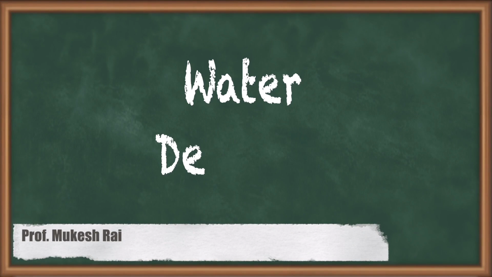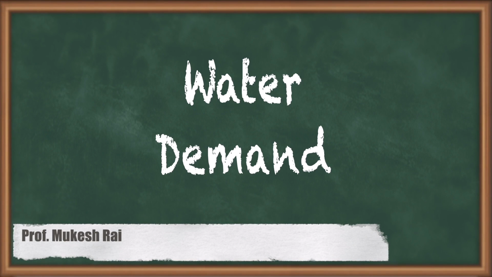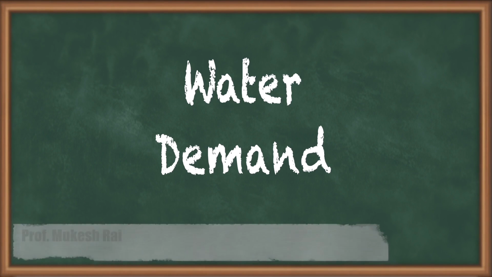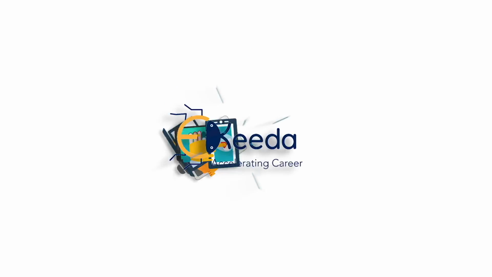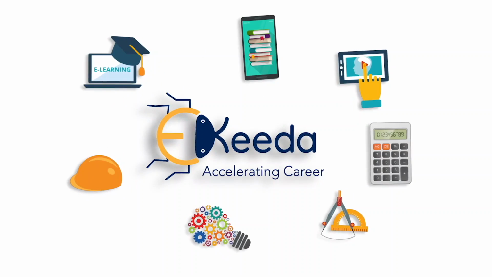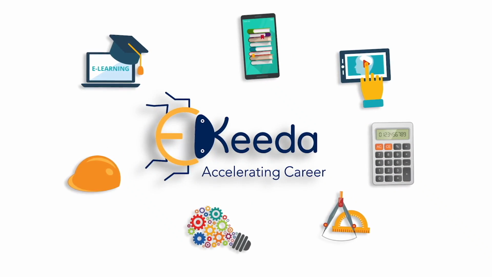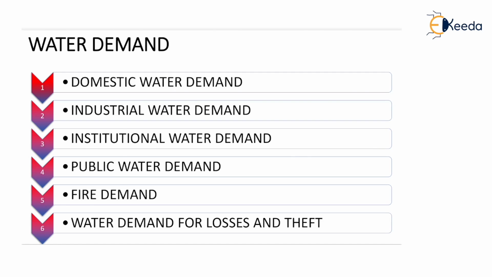Hello students, today we are going to discuss the topic that is water demand. Now the water demand comprises of 6 parts, that is the domestic water demand which will be used in the domestic purposes like drinking, cooking, cleaning, etc. Next one will be the industrial water demand which will be used by industries.